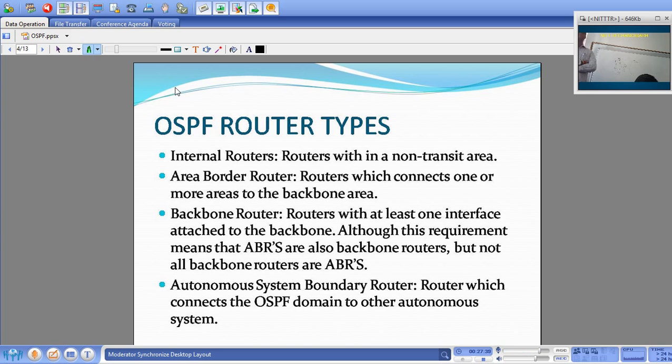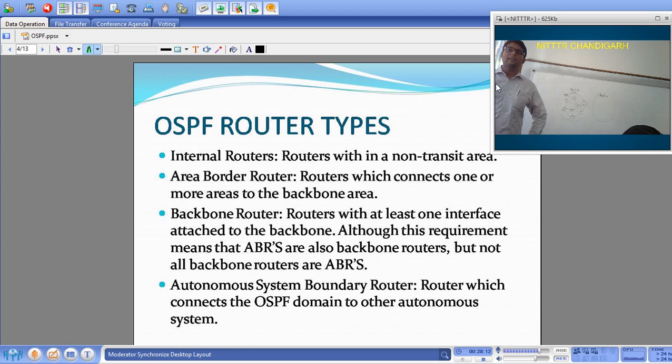Okay. Router types. OSPF router types. These are important. If you talk about concepts, OSPF has lots of concepts. If you go to its configuration, you will say it is very easy. So please understand the concepts. After that we'll do the practical. OSPF router types. First of all, we have internal routers. Let's say I have these routers. These are part of area 0, and these are my internal routers. What are these? Internal routers.